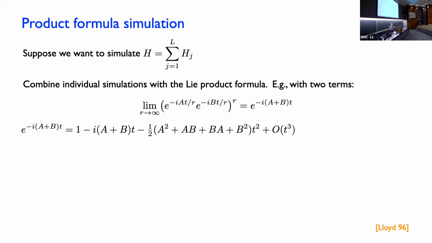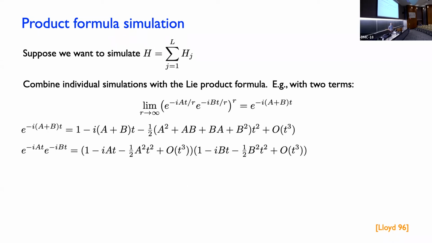So first let's look at the exact evolution. That's e to the minus i times (A plus B) t. I can Taylor expand that to second order and I get the expression that's written here. I can also look at what happens on the left-hand side if I take, let's say, r equals 1. So e to the minus iAt times e to the minus iBt. I write out the Taylor series of e to the minus iAt to second order, similarly for B, and then if I multiply those two things out, I get the expression that's shown here.